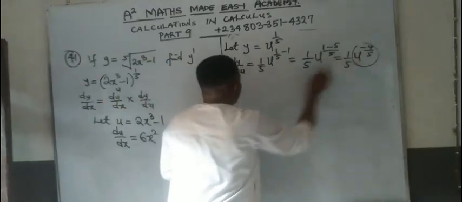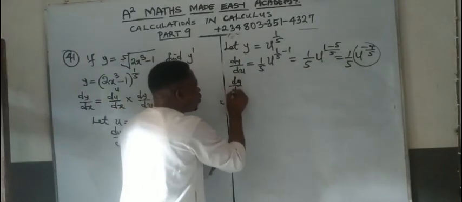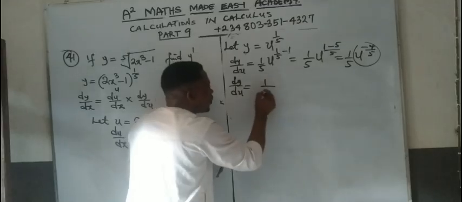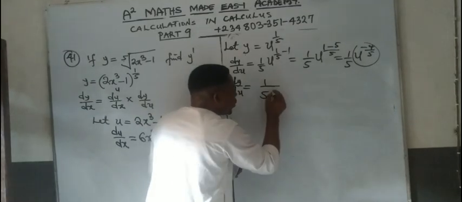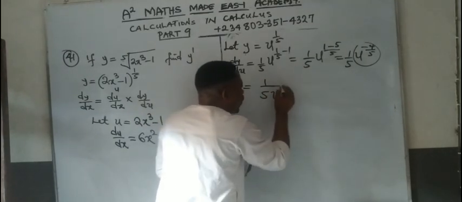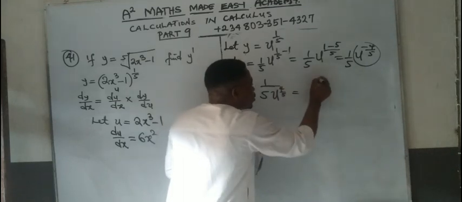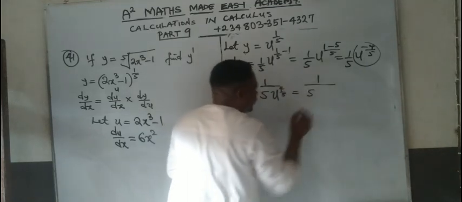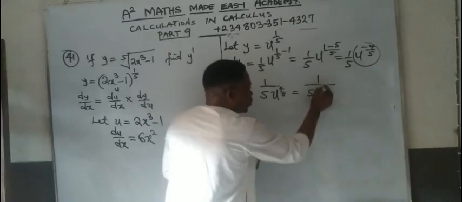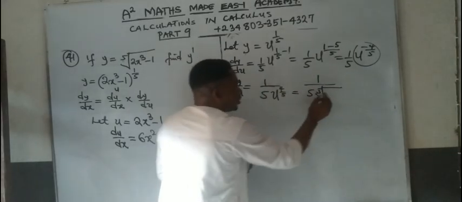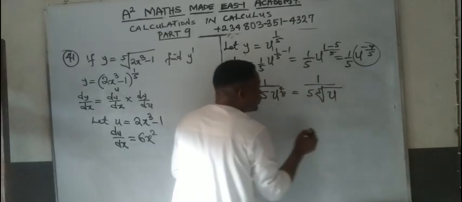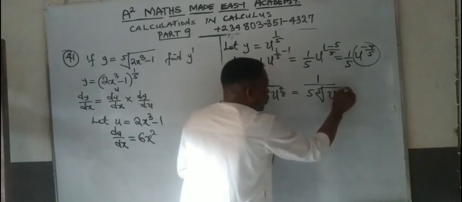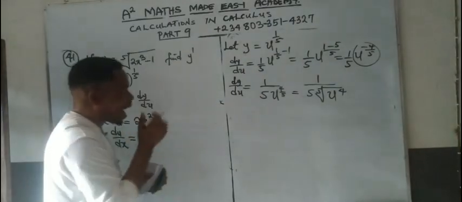This u will go down. So which means dy all over du becomes what? 1 over 5. Am I communicating? Then it becomes u raised to the power of 4 all over 5. In summary, I will say 1 all over 5, right? This is called fifth root. What did I say? Fifth root of what? U. Am I communicating? Fifth root of u raised to the power of 4. That is the value of dy/du.